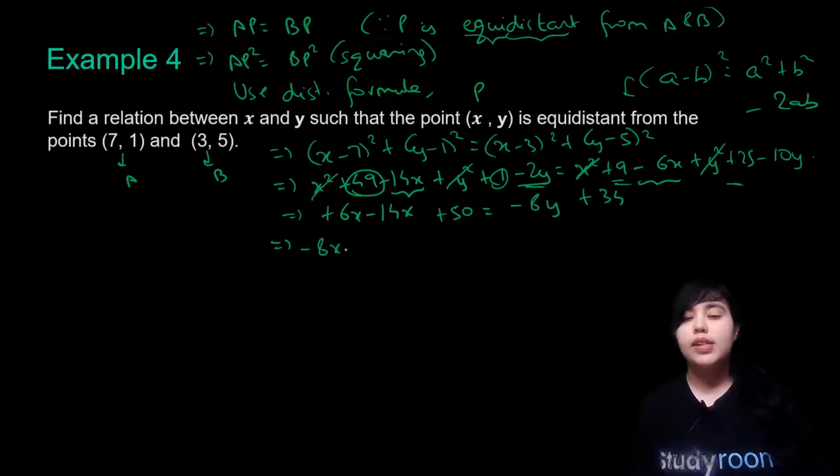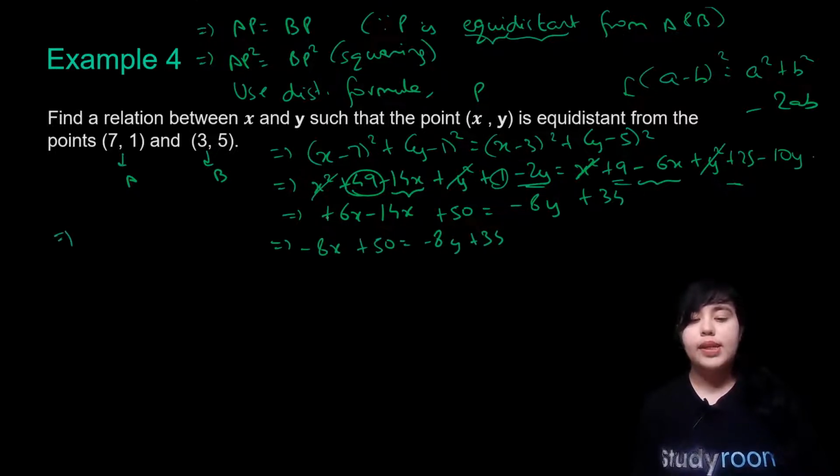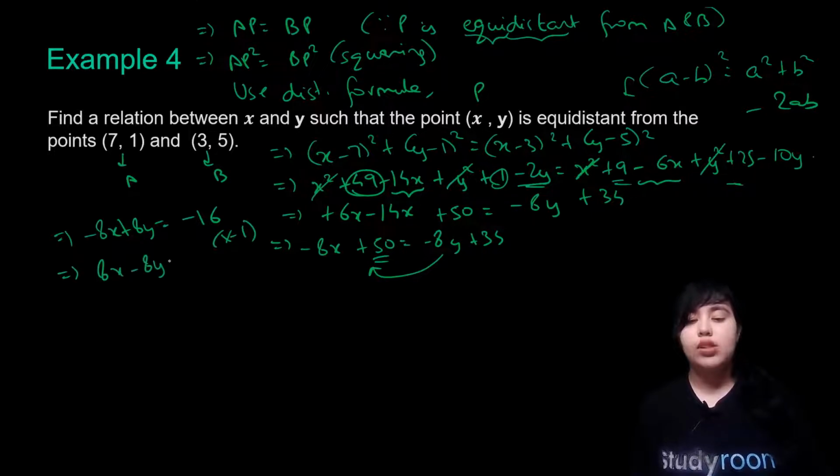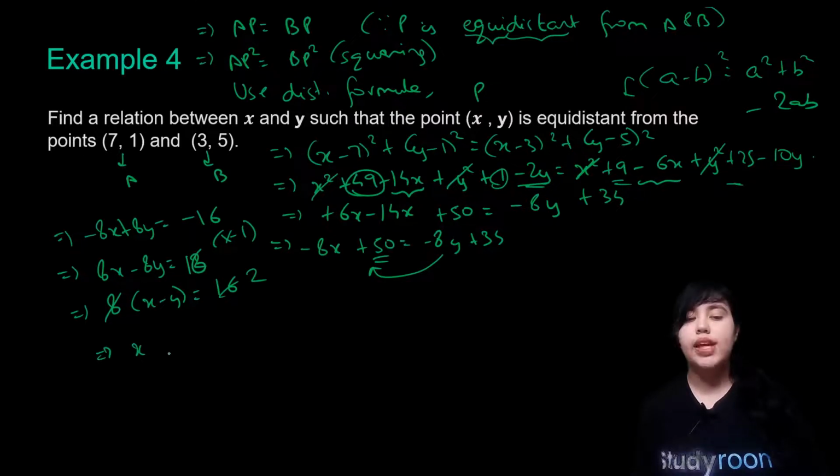So this is minus 8x. Okay, and let me write this like plus 50 equal to minus 8y plus 34. Let me do one thing. Let me shift this 50 over there. So I'll get minus 8x. Let me shift this 8y over here. This will become plus 8y. Here we'll have 34 minus 50. And that is nothing but minus 16. If you multiply this entire equation by minus 1, I'll get 8x minus 8y is equal to 16. And here I can take 8 common. This is x minus y is equal to 16 over 8, and 8 2's are 16, so I get x minus y equal to 2.